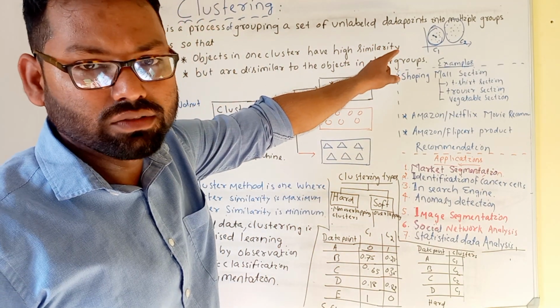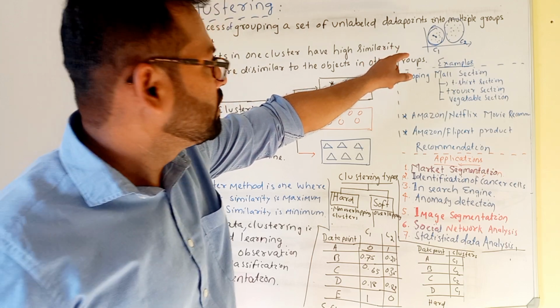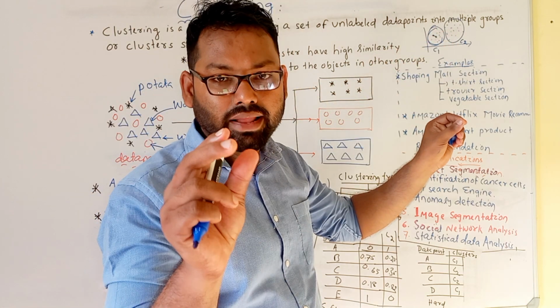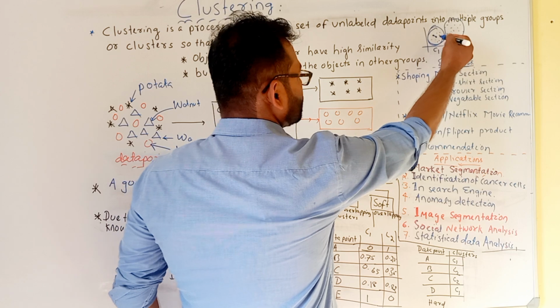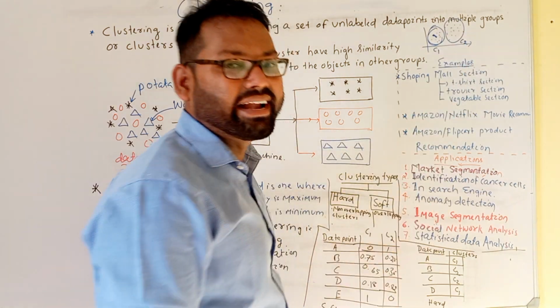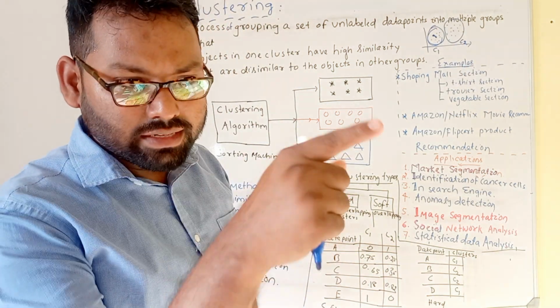For the points that belong to cluster 1, if I find the distance, which is going to be less, this distance or similarity is known as intra-cluster similarity. Intra means inside one group.